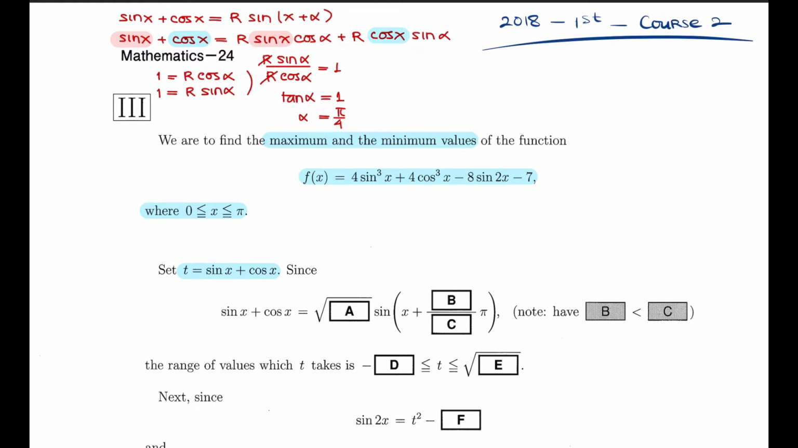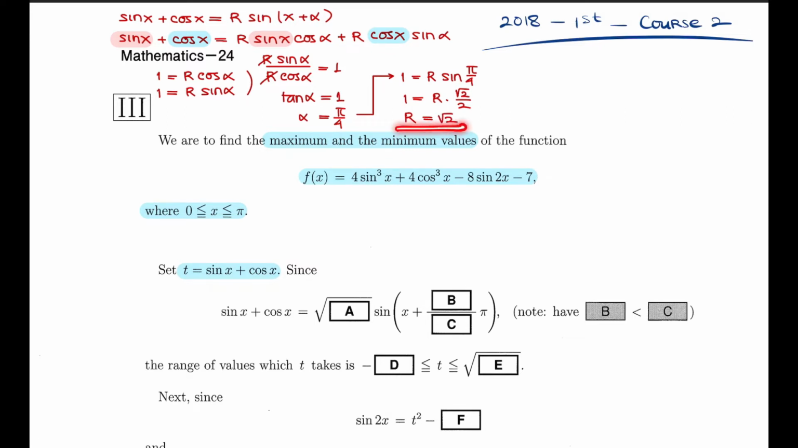And then after we got alpha, we can find the value of r by substituting it into one of these two equations. Let's say I substitute it into 1 equals r sine alpha. 1 equals r sine pi over 4. Sine pi over 4 is half root 2 or root 2 over 2. So 1 equals r root 2 over 2. Then r equals square root of 2.